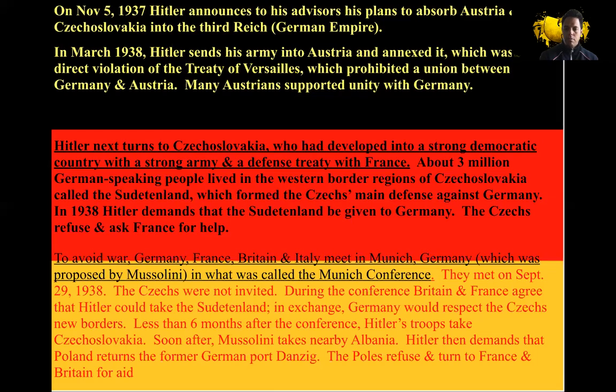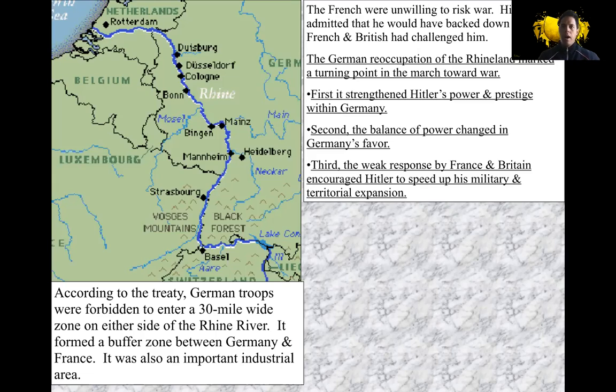And basically, years later, Hitler was heard to say that if he would have been challenged, he would have stopped and he would have backed down. But what this did is that it emboldened them, and plus it gave them a specific amount of industrial strength because it gave them back all of the Rhineland and all of this industry.